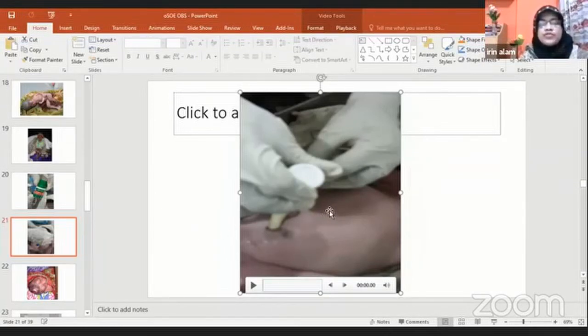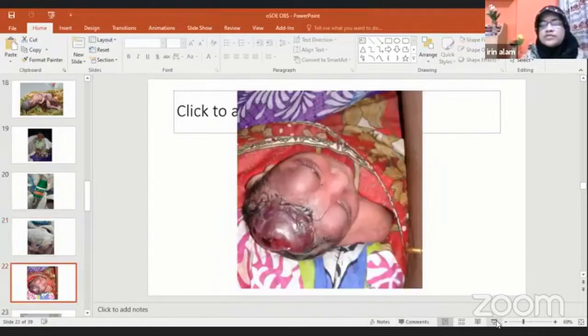This is 7.1% chlorhexidine. It is given in the umbilical stump. Then, another picture.